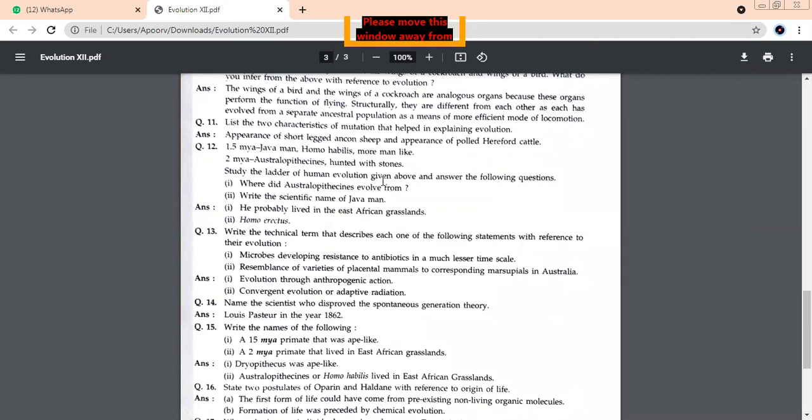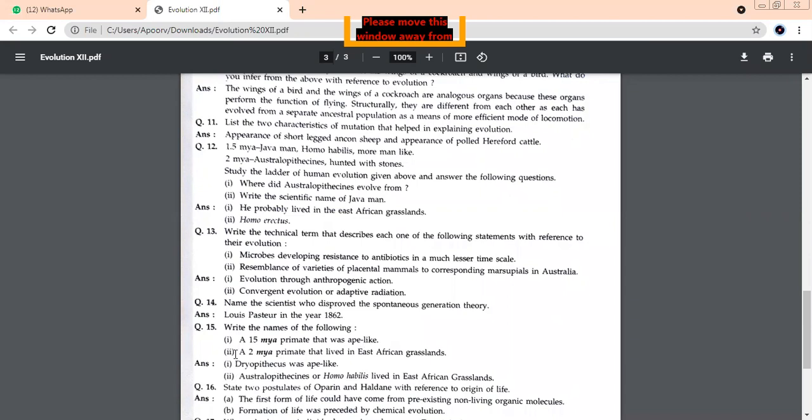1.5 million years ago, Java man, Homo habilis. See this. Study the ladder of human evolution given above and answer the following questions. Have you read these 2 things? I told you don't learn the years as of now. Where did Australopithecus evolve from? Eastern Africa. Good. What was the scientific name of Java man? Homo erectus.